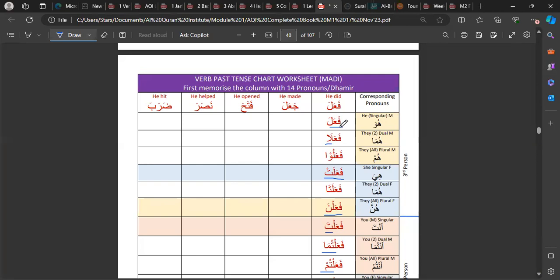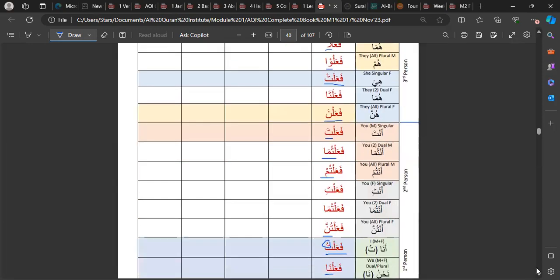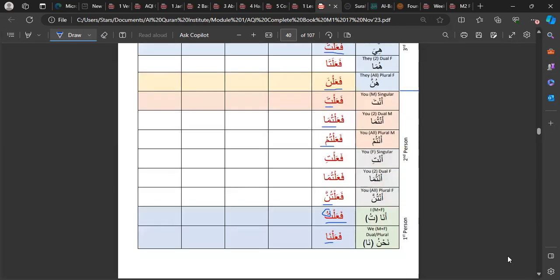Bismillah. Fa'ala, fa'ala, fa'alu, fa'alat, fa'alata, fa'alna, fa'alta, fa'altuma, fa'altum, fa'alti, fa'altuma, fa'altunna, fa'altu, fa'alna.